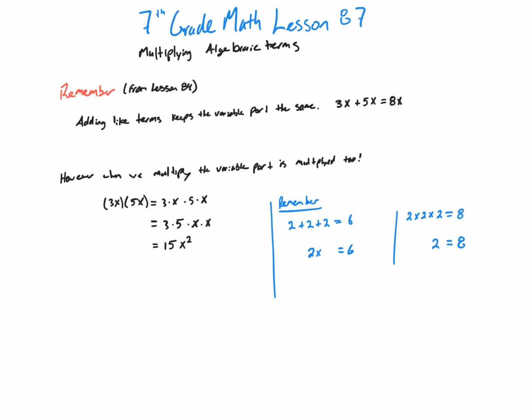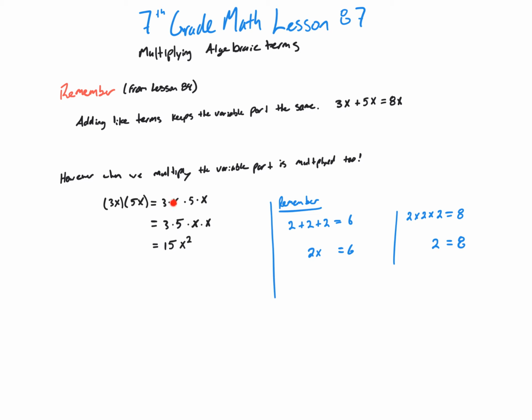And if they had different variables, we couldn't add them together. In today's lesson, we're talking about multiplying them. And when we're multiplying them, the variables don't have to match. And whenever we multiply them, the variable part is multiplied as well. So if we have something like this, 3x times 5x, that just means 3 times x times 5 times x, right? Because when they're next to each other, it just means multiplying them.